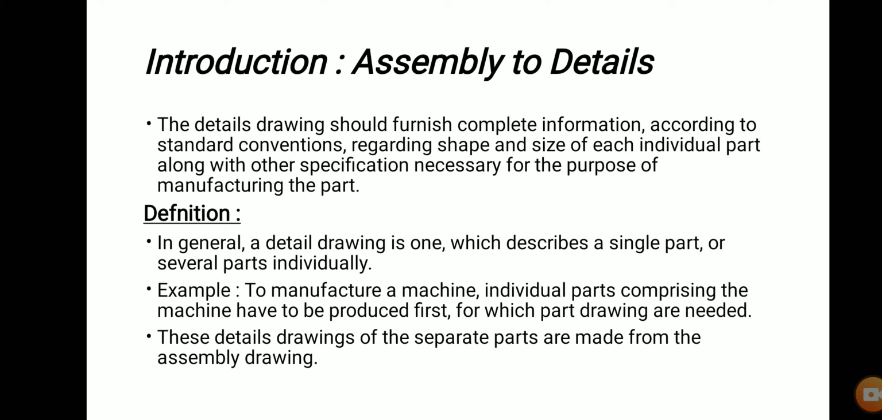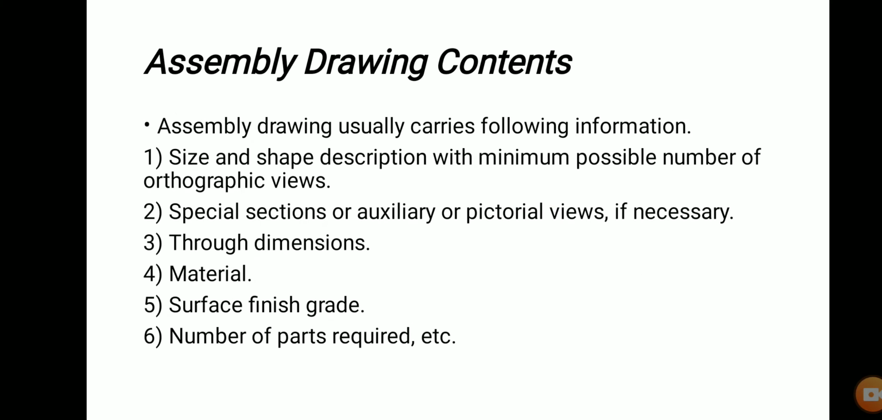In general, detailed drawing describes a single part or several parts individually. For example, to manufacture a machine, individual parts comprising the machine have to be produced first, for which part drawings are needed. The detailed drawings of the separate parts are made from the assembly drawing. Then the assembly drawing usually carries the following information and has the following content.